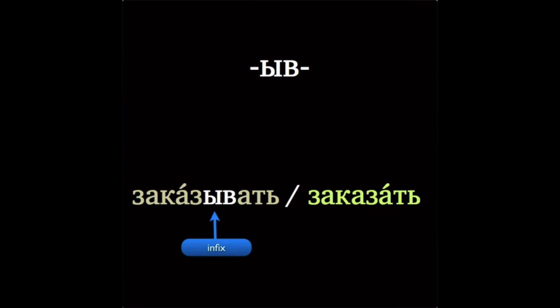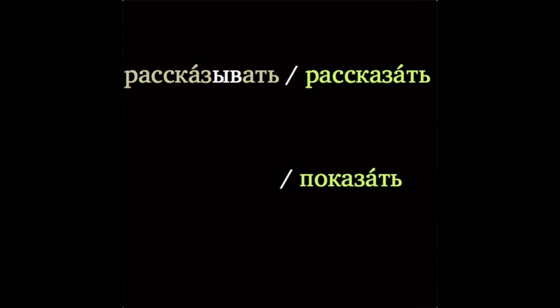And a few more examples. Perfective рассказать, imperfective рассказывать. Perfective показать, imperfective показывать.